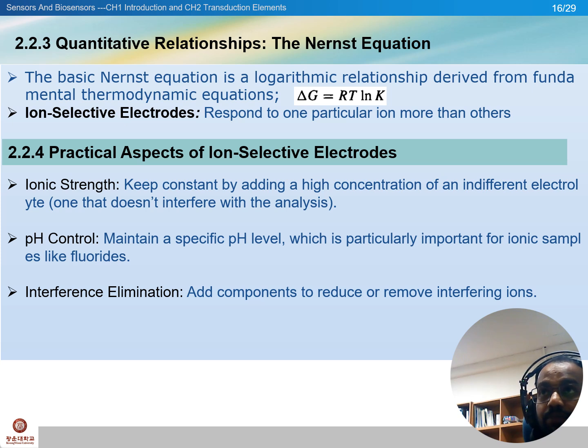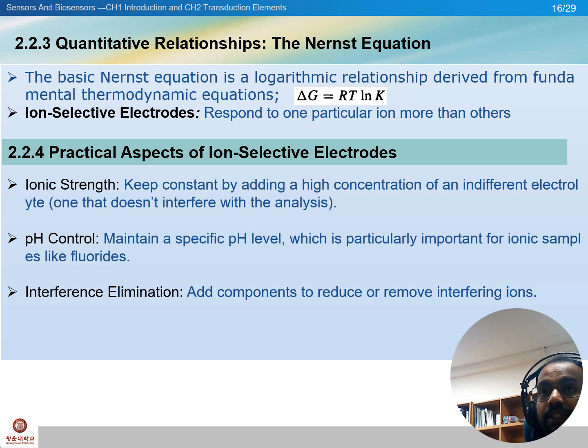Quantitative relationship, the Nernst equation. Previously we also talked about it: it is the logarithmic relationship derived from the fundamental thermodynamic equation. Ion selective electrodes respond to one particular ion more than others. Practical aspect of ion selective electrode.